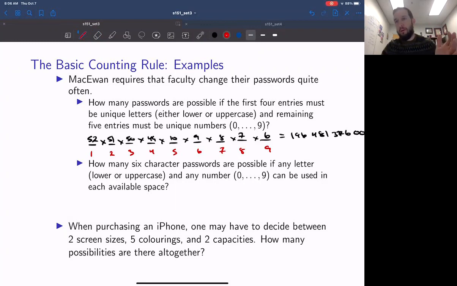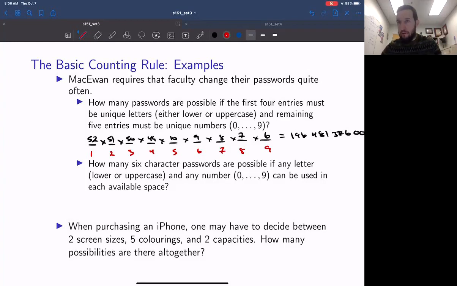So we had 52 options in the first case, so we now have 51 options in the second case. In the third action, we have to choose one letter from all those that remain. We've already chosen 2 letters, so now we just have 50. And for the fourth action, same logic, so we now have 49.